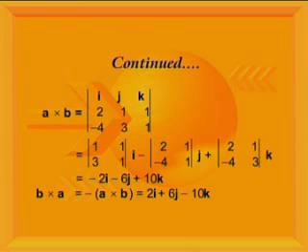Now if we find B cross A, definitely it will be equal to minus A cross B, so multiplied by minus, which is equal to 2i plus 6j minus 10k. And remember, if you use the determinant method for B cross A, what will happen? Rows 2 and 3 will be interchanged, and you know that by interchanging two rows, the sign of the determinant is changed.